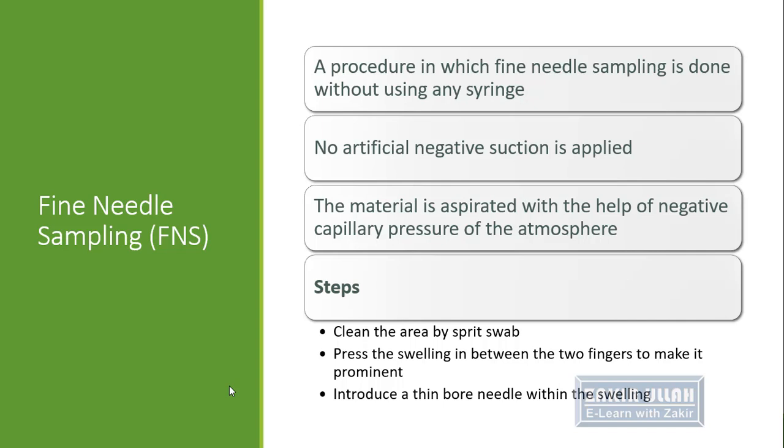The material is drawn in with the help of the negative capillary pressure of the atmosphere, which is created naturally, and no artificial negative suction is applied in this procedure. The steps are: first the area is cleaned with a swab, and then the swelling is localized with the help of two fingers, and it also becomes clearly visible. Then a thin-bore needle is introduced into the swelling.